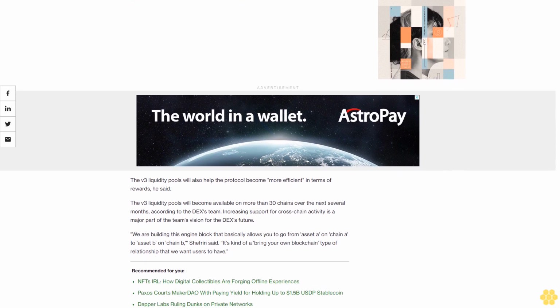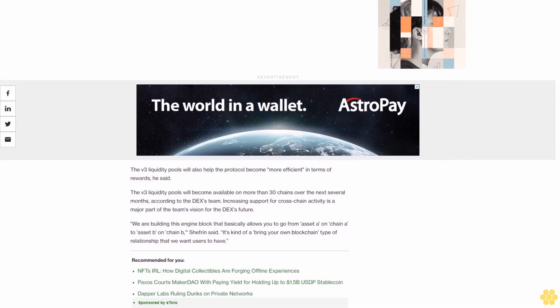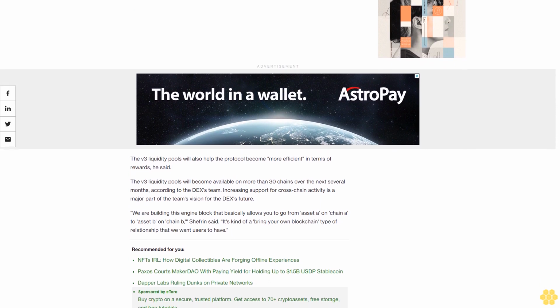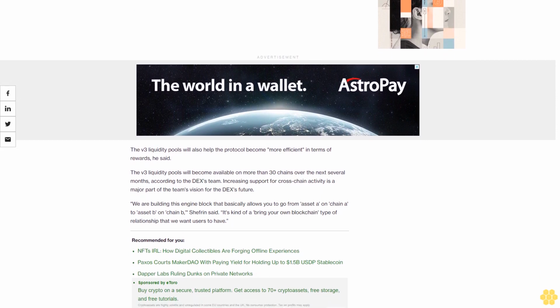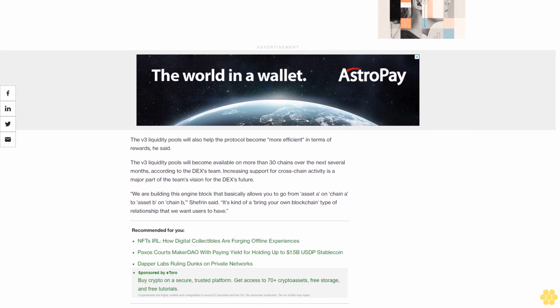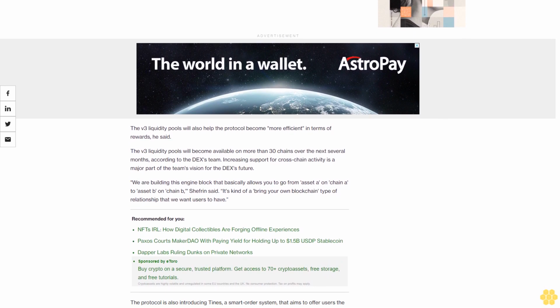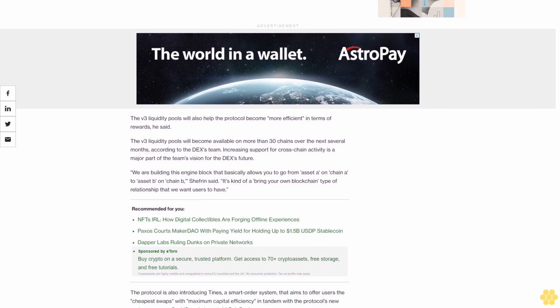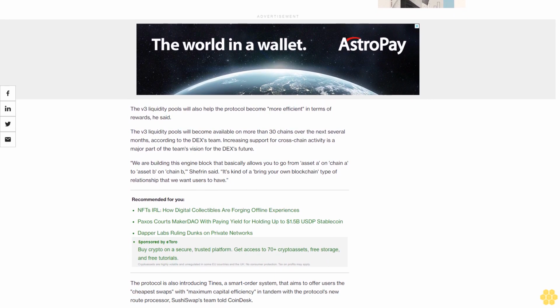to the DEX's team. Increasing support for cross-chain activity is a major part of the team's vision for the DEX's future. We are building this engine block that basically allows you to go from asset A on chain A to asset B on chain B, Shefrin said. It's kind of a bring-your-own-blockchain type of relationship that we want users to have.